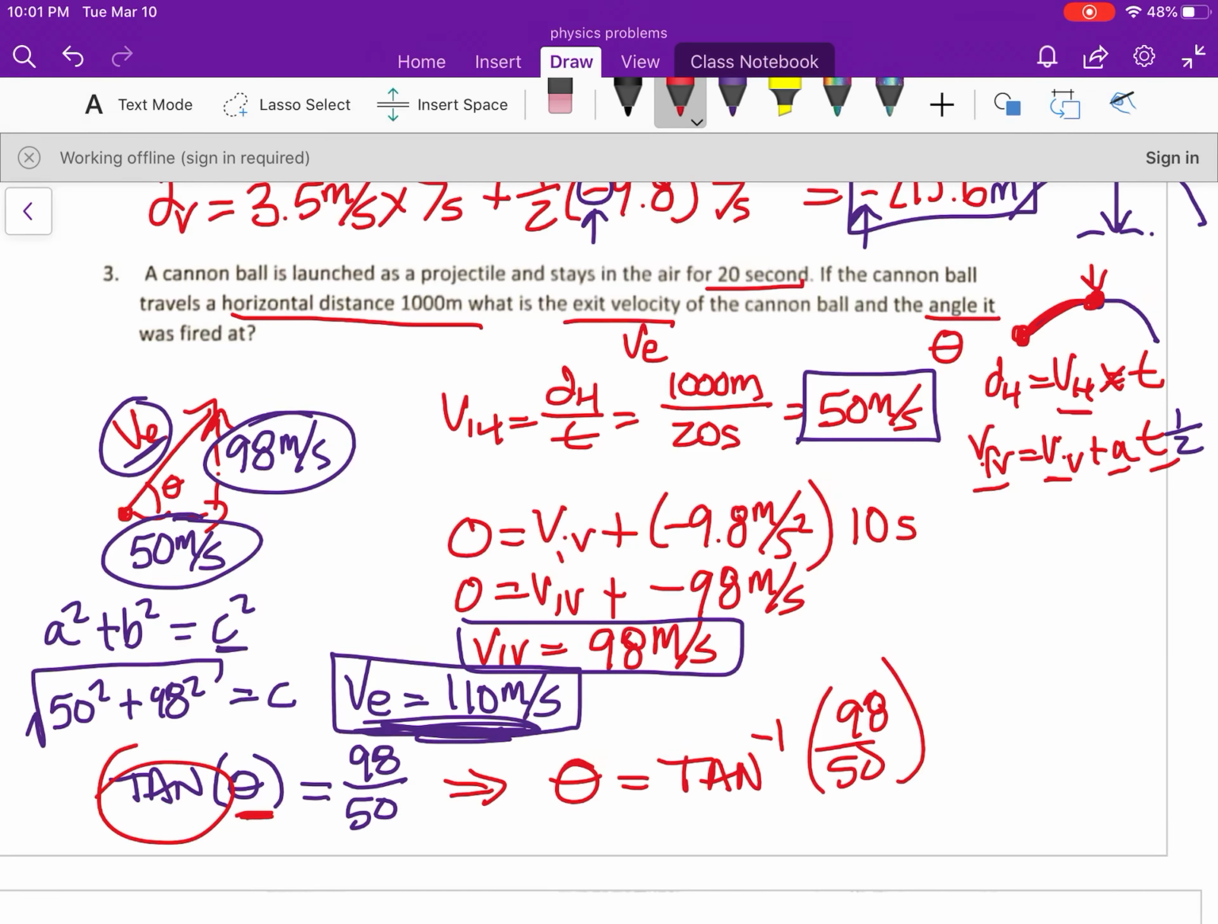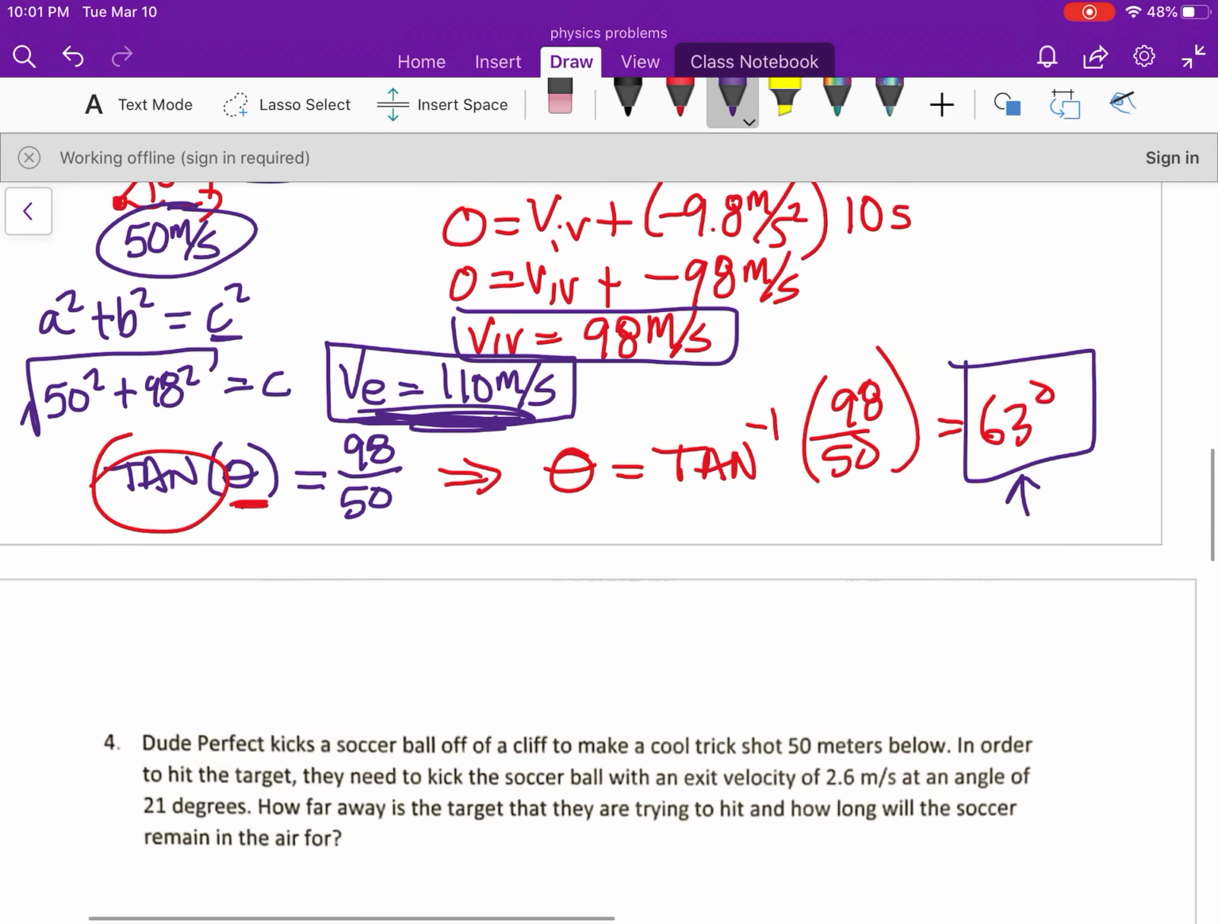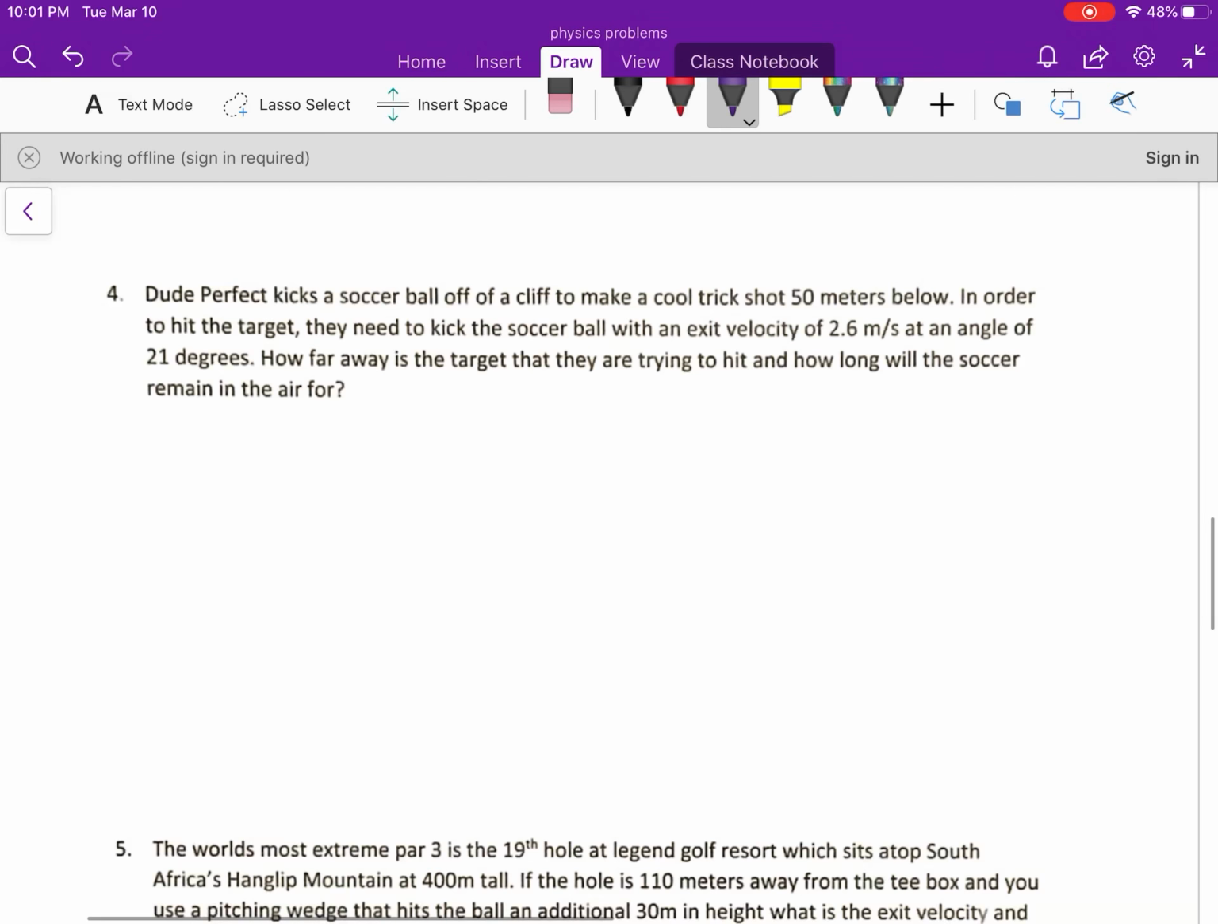Let me double check that. Yeah, 63 degrees. Again, if you're getting a strange decimal, you want to make sure that your calculator is in degrees and not radians. You should be able to look at this answer and think that it's a reasonable answer. So that's our answer for number 3. Moving on to question 4.